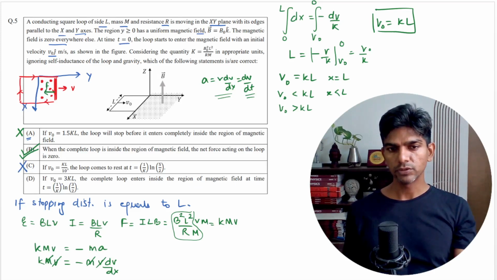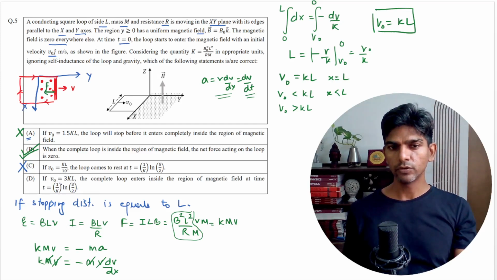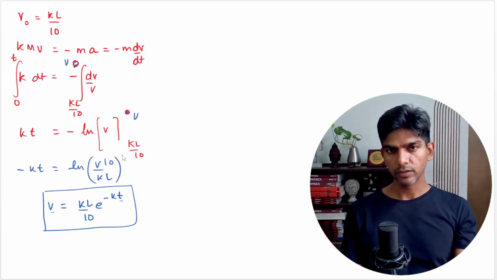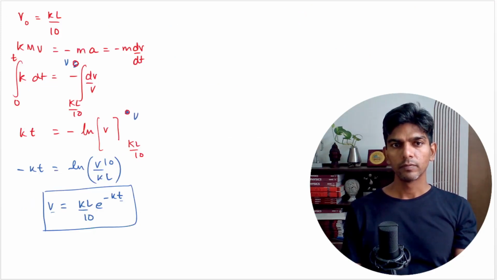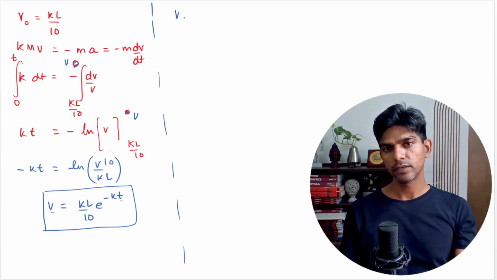If V naught is 3kl, the complete loop enters inside the region of magnetic field at time t, which is 1 by k times ln 3 by 2. Okay, since V naught is greater than kl, it will enter. So we have to find the time when it enters. So let us find the velocity when it enters the loop.